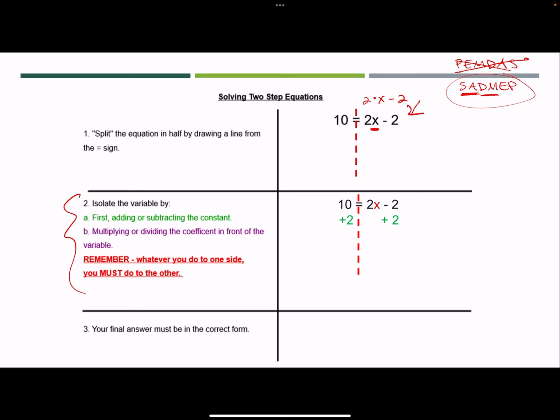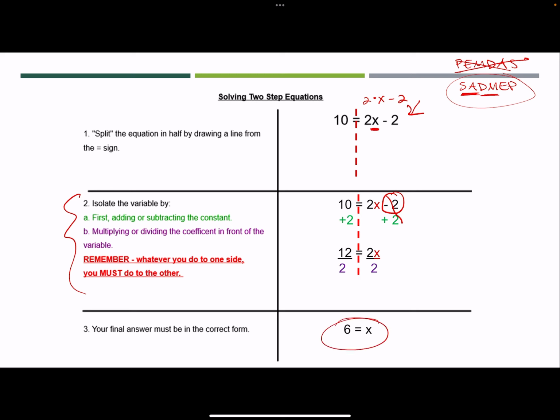So we're going to get rid of this minus 2 part here. In order to undo subtracting 2, we're going to add 2 to both sides. So the -2 plus 2 cancel out. And then 10 plus 2 is 12, right? So we have 12 is equal to 2x. But now I need to get rid of that 2x, or 2 times x. So the inverse operation would be to divide by 2. And then 12 divided by 2 is 6.